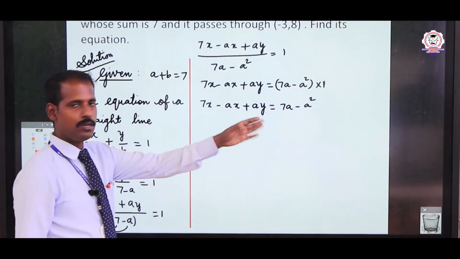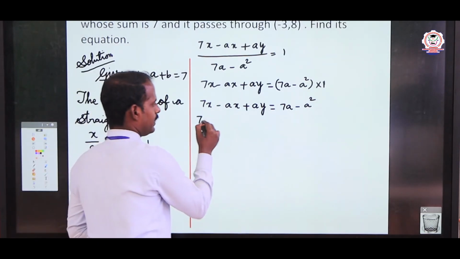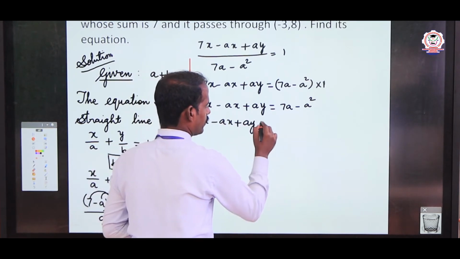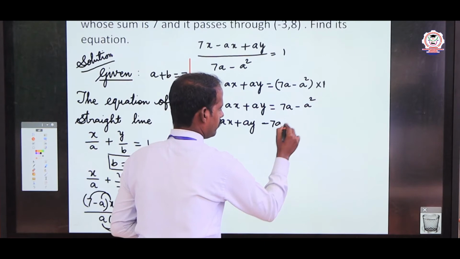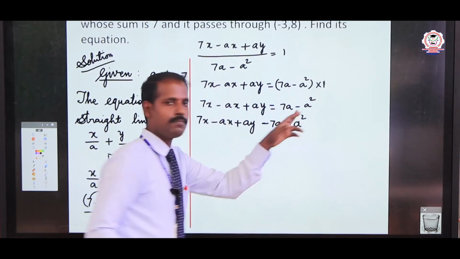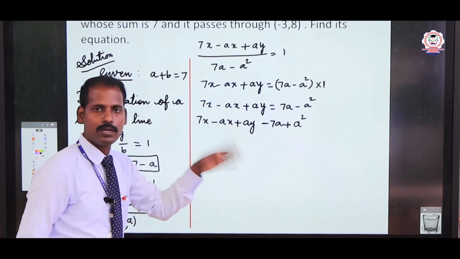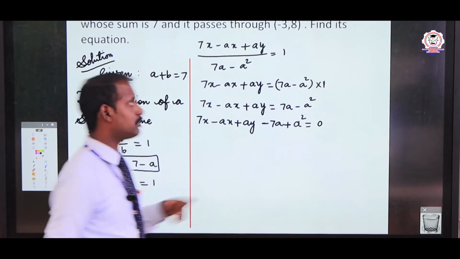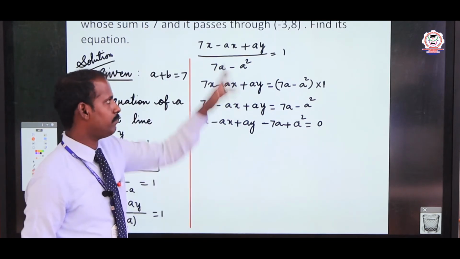Now the RHS value goes to the left-hand side. So we get 7x minus ax plus ay minus 7a plus a square, because the minus a square on the right side becomes positive on the left-hand side, equal to 0. Now, what is the point it passes through? Minus 3 comma 8.